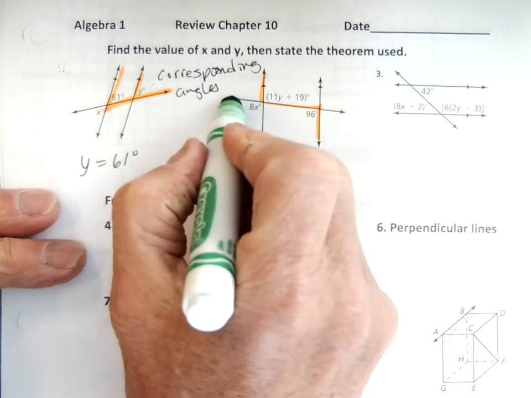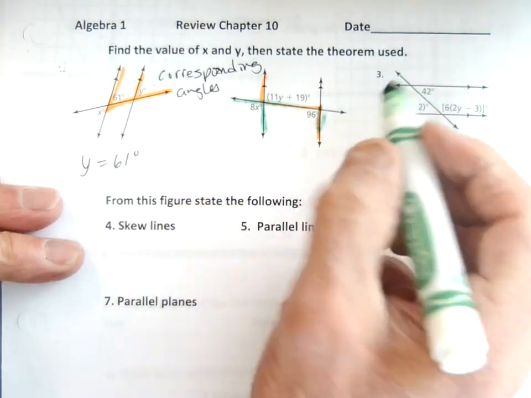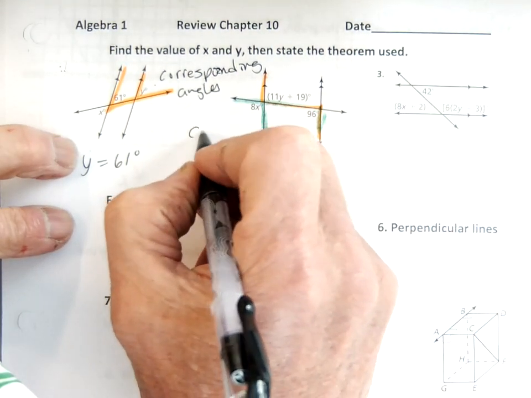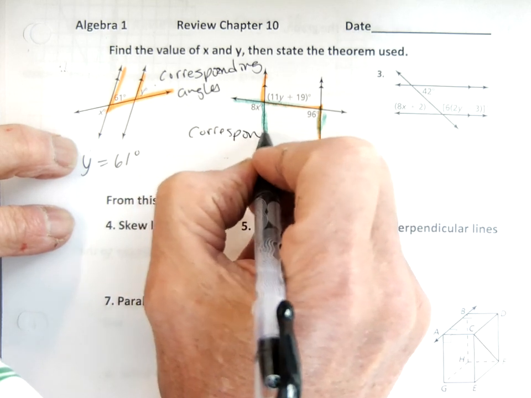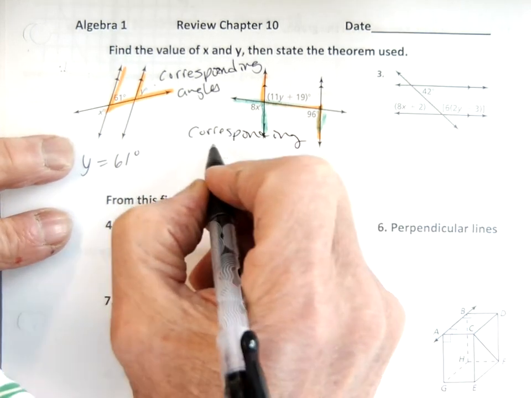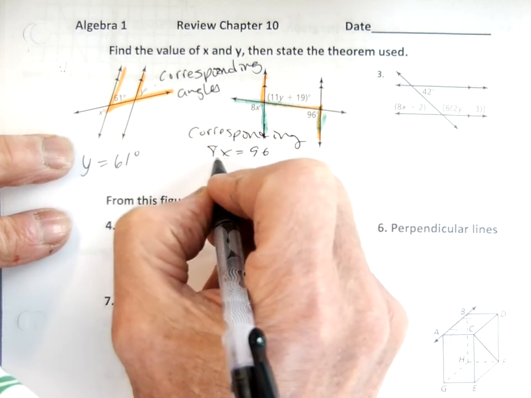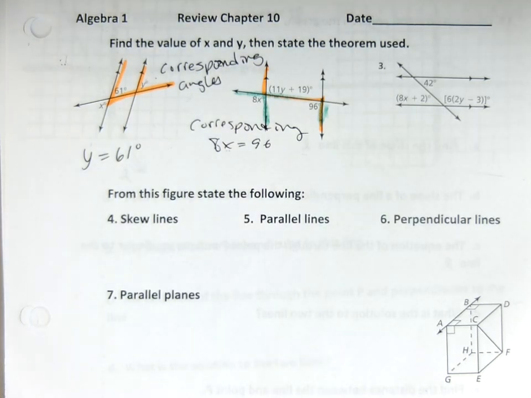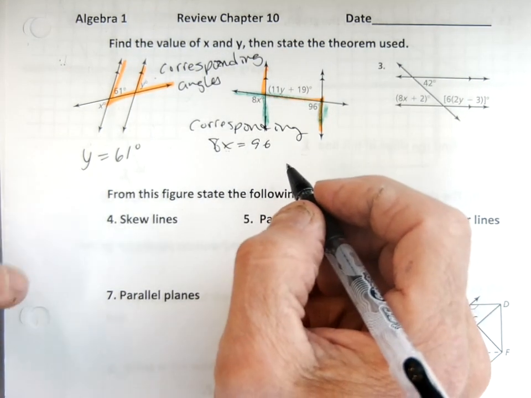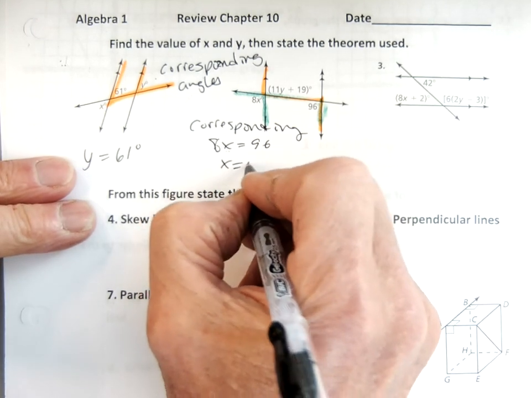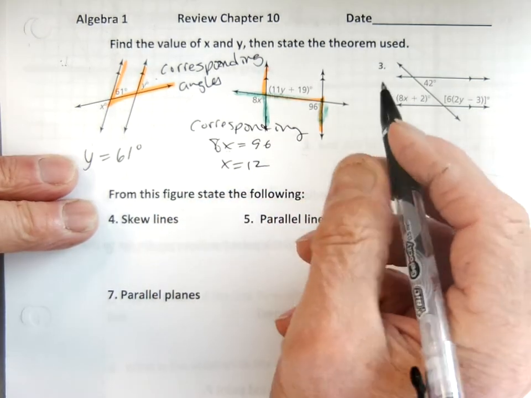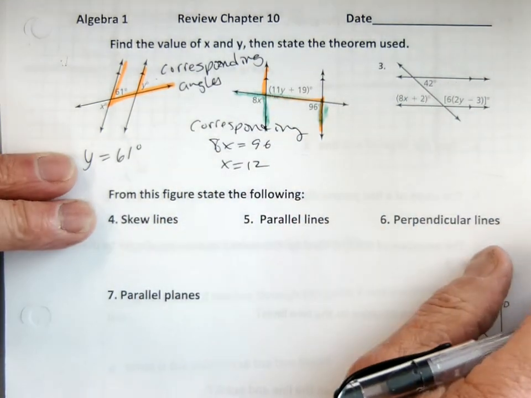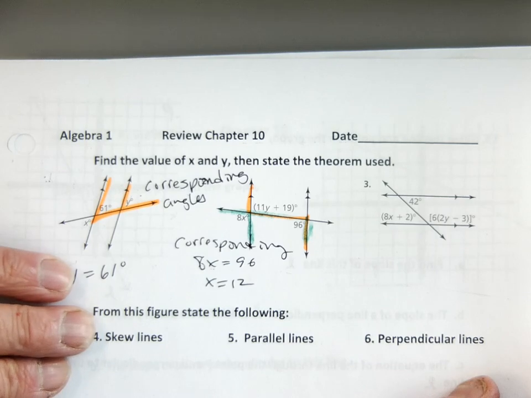All right, so here's my F. Let's do x first. So I got 8x. I've got corresponding angles. Corresponding angles makes the F. I got 8x equals 96, right? Divide, x equals 12, right? So now we can get y. Okay, so I get y because 11y plus 19 equals 96.